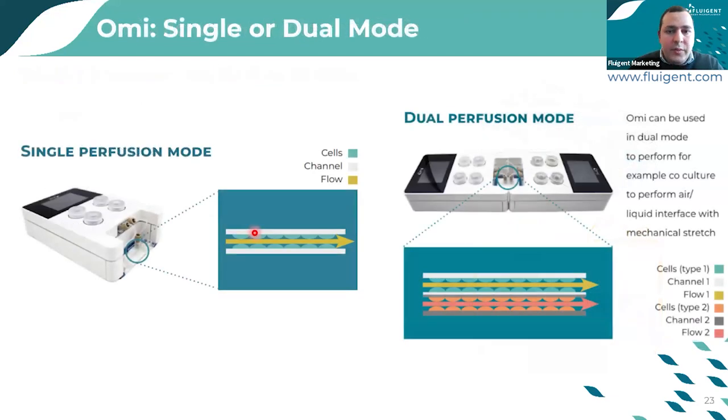You can work with the OMI in single perfusion mode or in dual perfusion mode. As you can see, with the OMI you can connect 1 microfluidic channel. And if you are interested in working in a double system, or for example with a membrane in it, you can work with the dual perfusion mode, where the OMI has a capacity of synchronization. So each OMI knows that you will have a second OMI, and the steps can be automatized and synchronized with each other.